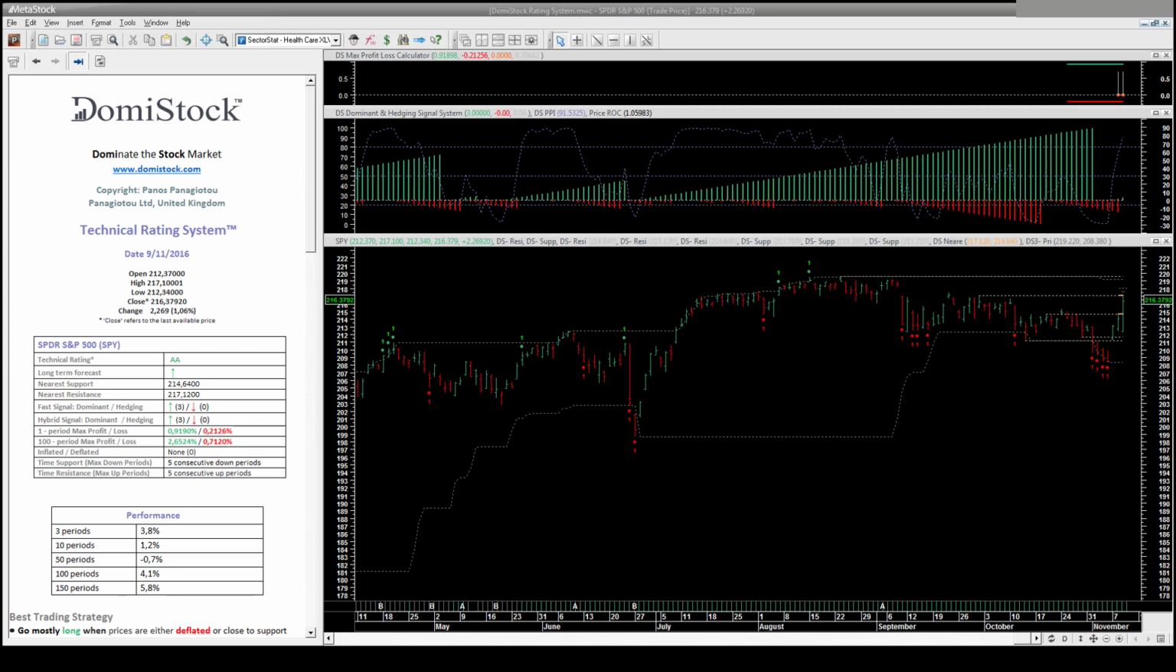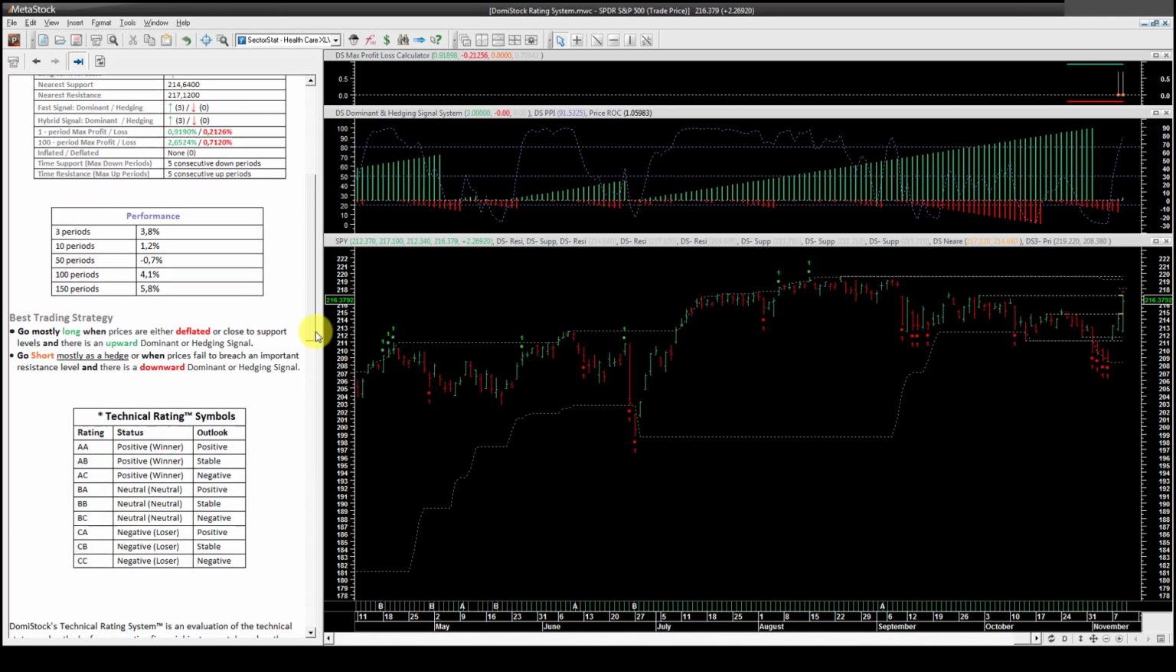DomiStock's technical rating system is an evaluation of the technical status and outlook of a prospective financial instrument, based on the analysis of its price and volume information, through the use of quantitative, statistical, computational and technical analysis models. This is the first ever rating system of financial securities and products, based on their price and volume action and not on fundamental data. DomiStock's technical rating system symbols and their meaning are as follows.